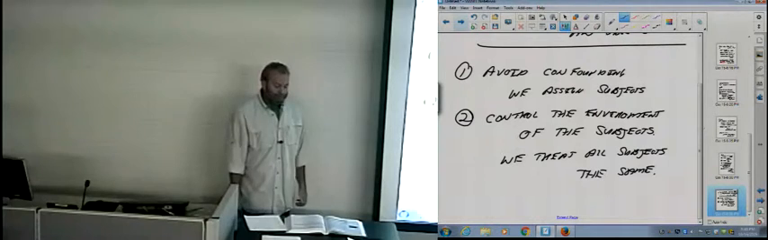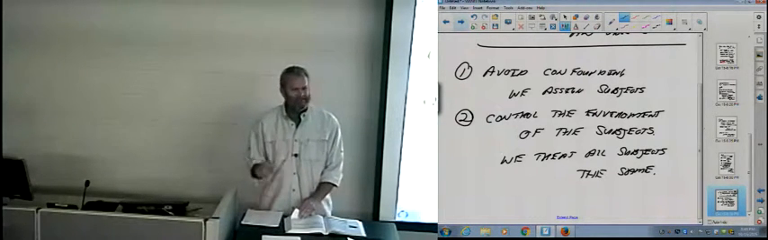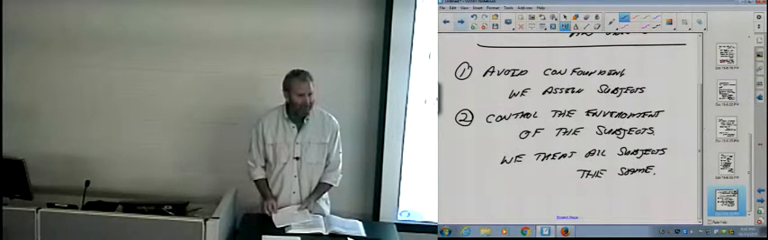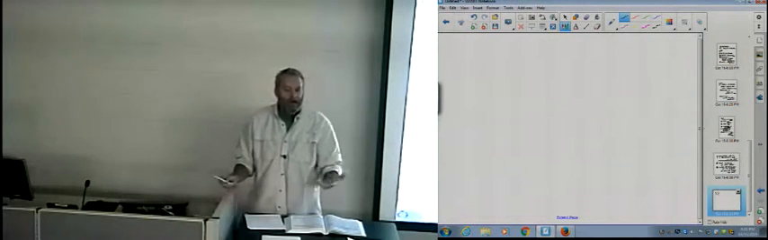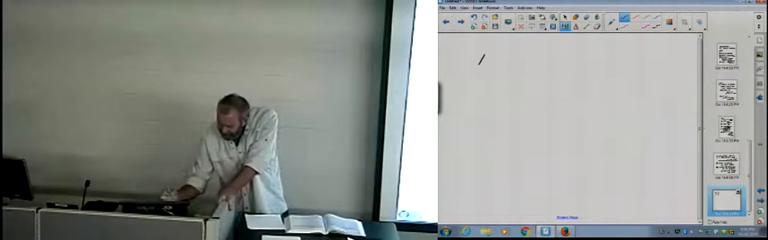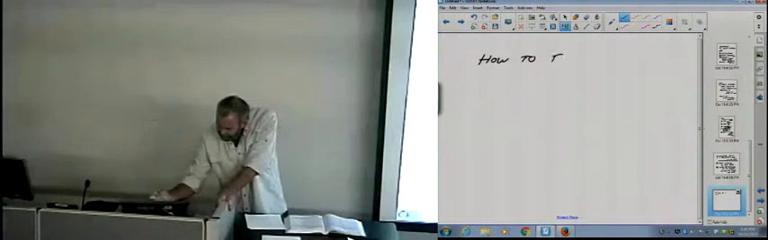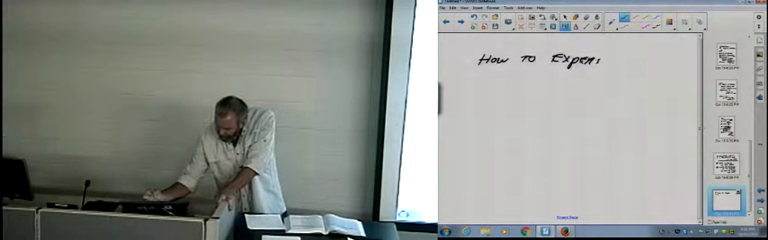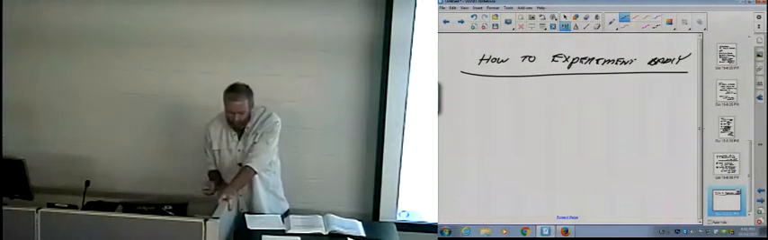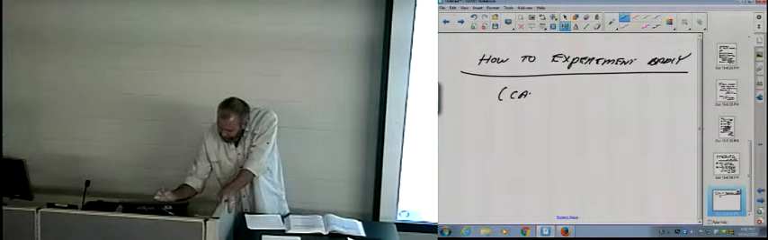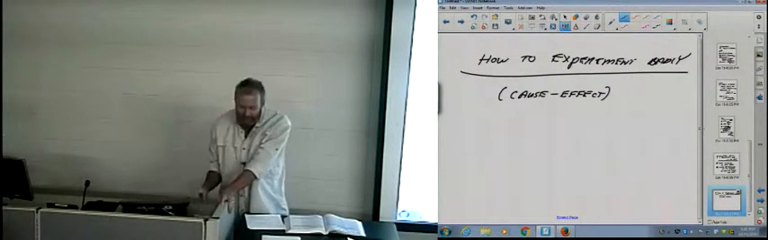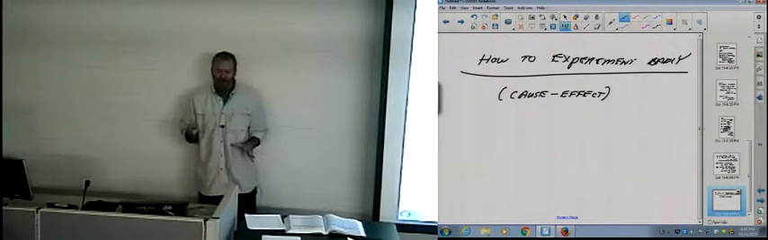Now, just like we did with sampling, we showed you the wrong way to do it. We're going to start there too. So, here's the thing. How to not experiment. How to experiment badly. Now remember, my whole thought here is cause. That's the reason I wanted to do the experiment to start with. That's what I'm looking for, cause and effect.